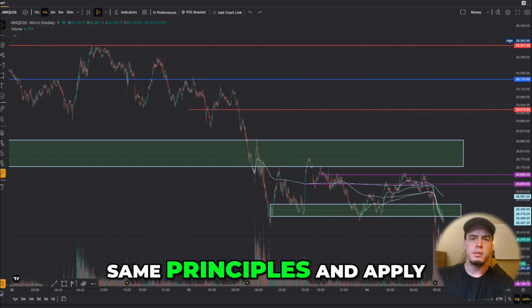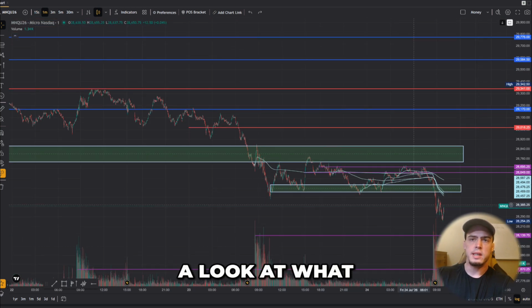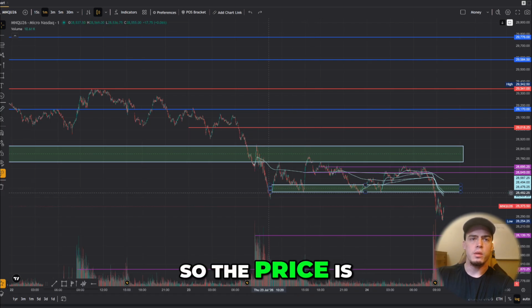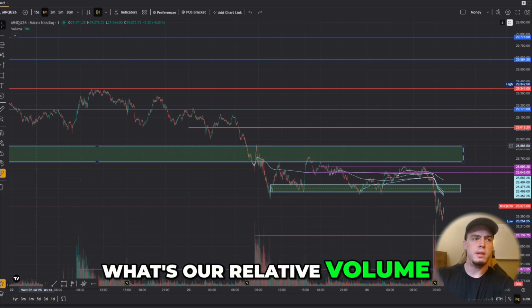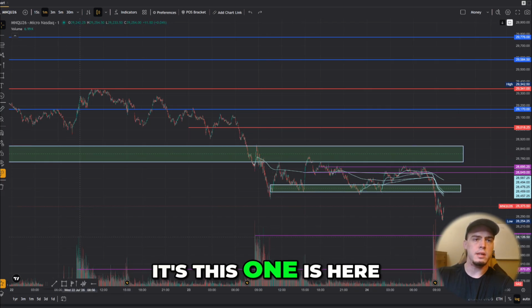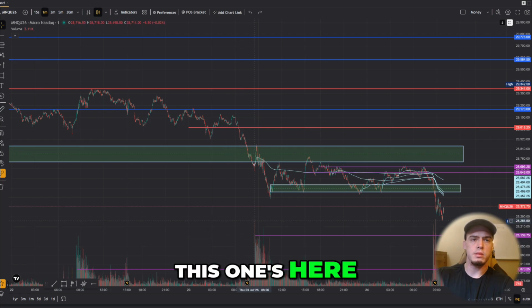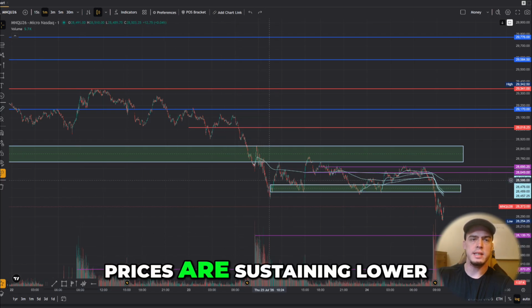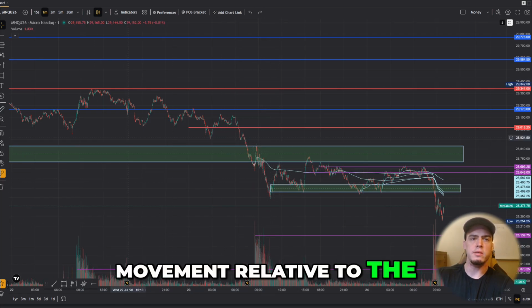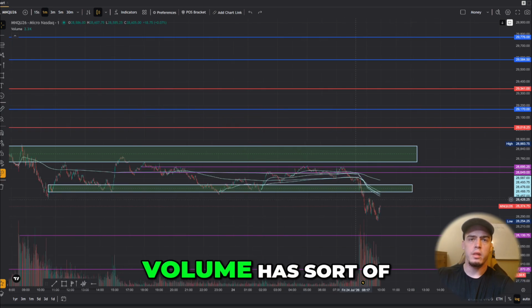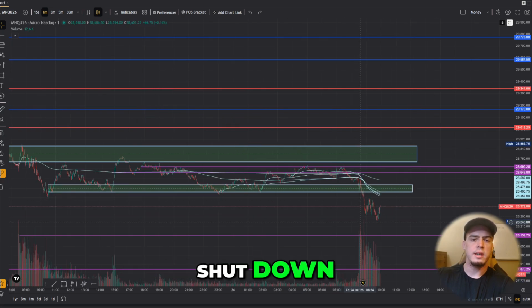So we take those same principles and apply them to today, and we'll just take a look at what happened in here. So the price is coming down. What's our relative volume compared to yesterday? Well, this one is here. This one's here. So big volume spike up. Prices are sustaining lower movement relative to the longer term time frame. The volume has sort of shut down. It's slowed down as it's coming down.